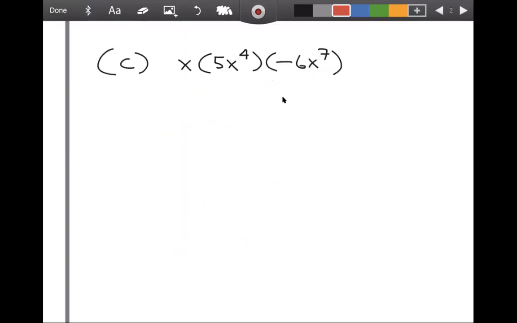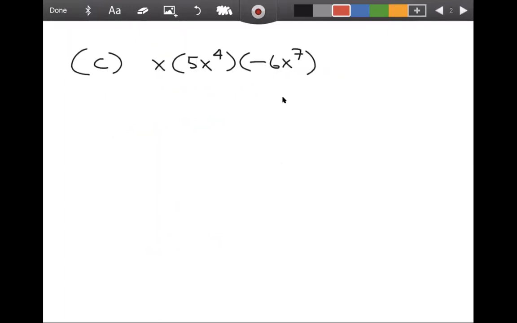All right, and for the last example in this batch, we have x times 5x to the 4th times negative 6x to the 7th. 5 times negative 6 is negative 30. And then to multiply these powers of x, remember that there is an invisible power 1 on this x. So the new exponent will be 1 plus 4 plus 7, which is 12.